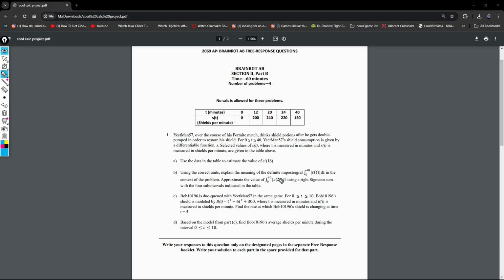Speaking of approximation, part B of part B is asking you to approximate the value of the integral from 0 to 40 of the absolute value of S of t dt using a right Riemann sum with 4 subintervals indicated in the table. Okay, guys. So basically, what this is asking you to do is 0 to 40 S of t dt.